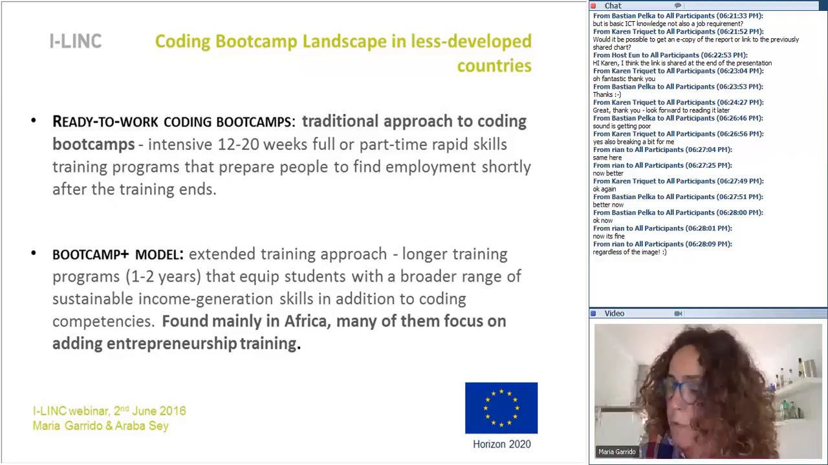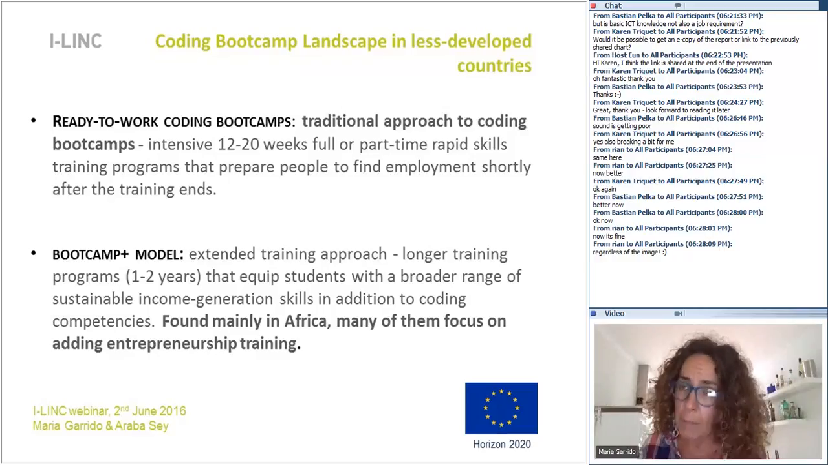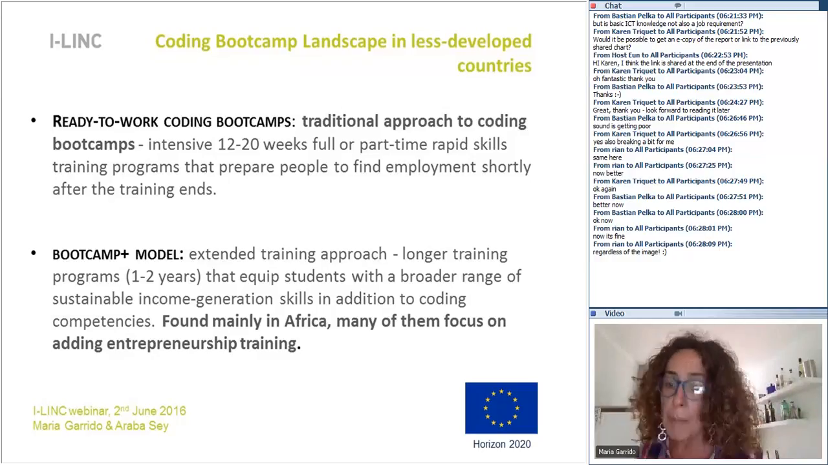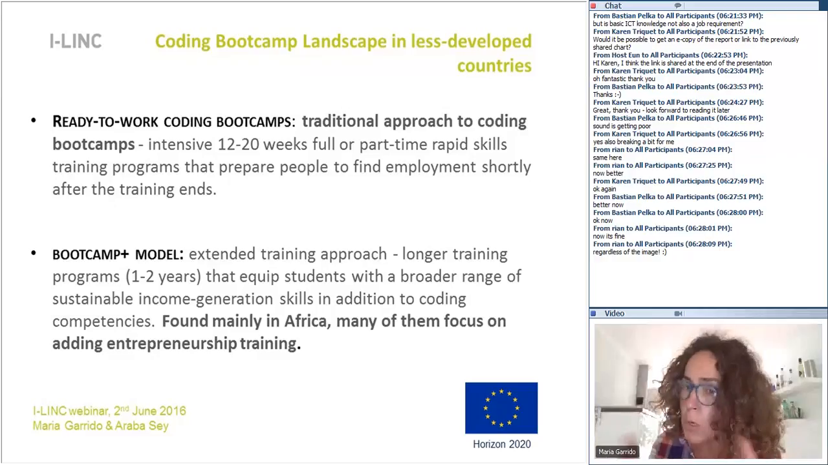There's another type of model that is called Bootcamp Plus, that is mainly visible right now in Africa, and those are boot camps that combine not only training in programming, but also other types of skills, including entrepreneurship skills, financial understanding, business management. So they are geared more towards entrepreneurship, but they are longer. They are usually between 1 to 2 years long.